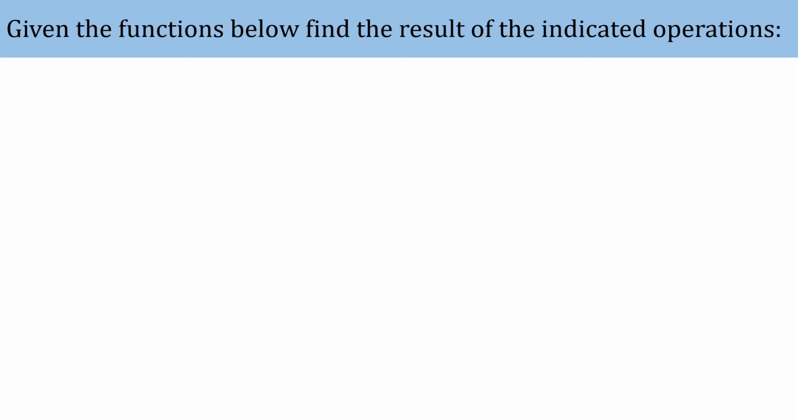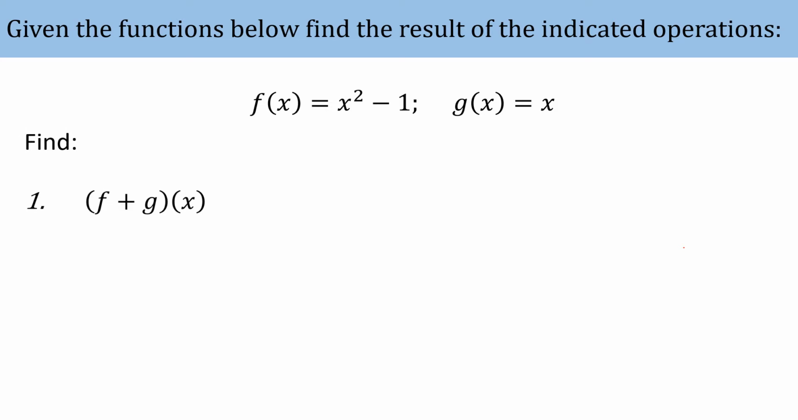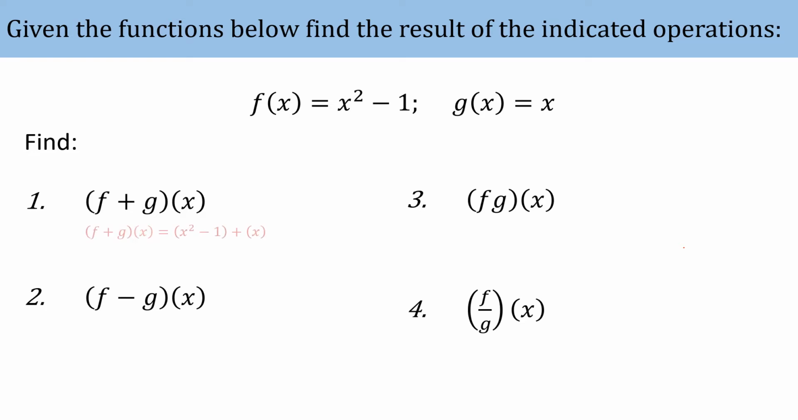To help you recall the operations on functions, let's have 4 examples. Let's take, for example, a function f of x defined as x squared minus 1, and another function g of x equal to x. F of x here happens to be a parabola opening upwards, and g of x happens to be a linear function passing through 0. How do we find f plus g of x, f minus g of x, f times g of x, and f over g of x?